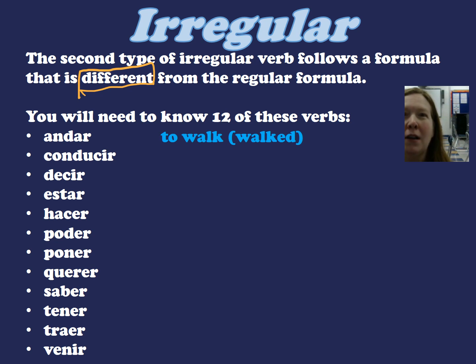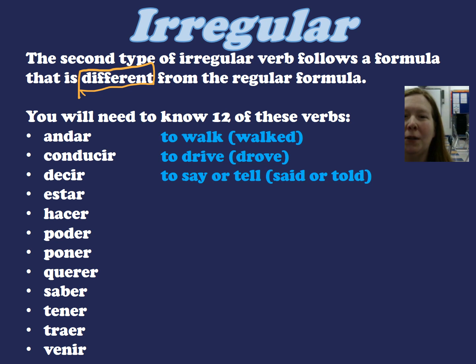Andar means to walk, so in the pretérito it would be walked. Conducir, to drive, in the past drove. Decir, to say or to tell, in the past it would be said or told. Estar, to be, and that is was in the past. Now remember that estar is going to be used specifically for changeable types of activities. So we talk about that when we're dealing with things like location or emotions, things that change from time to time.